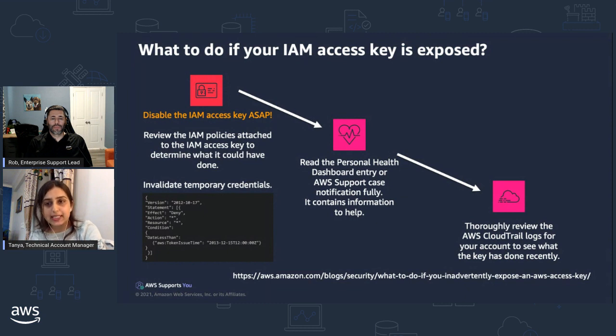The next step is to read the notification that you received from AWS fully. Read the Personal Health Dashboard entry or AWS Support case notification because it contains information to help with what you should look into, such as searching in Cost Explorer for any anomalous spend. Last but not least, thoroughly review your AWS CloudTrail logs for your account to see what the key has done recently. So you are going to do a full audit of everything that the key has done recently to see if any changes have happened in your account. The impact may be small.